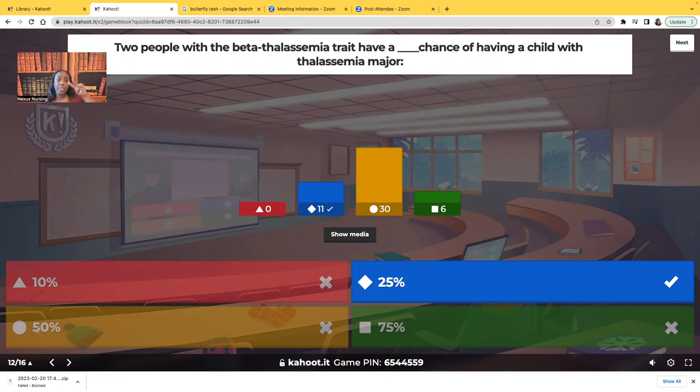So when two parents have the trait, they have a 1 in 4 chance of producing a child with the disease. And the same thing is with sickle cell, with cystic fibrosis, with Tay-Sachs disease. All of those are autosomal recessive disorders. When both parents have the trait, they have a 1 in 4, a 25% chance of producing a child with the disorder.